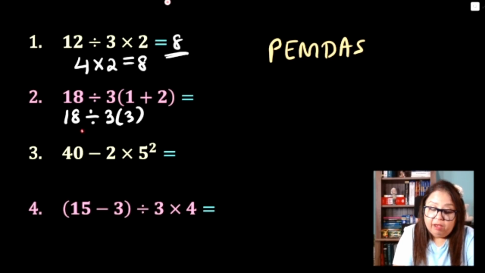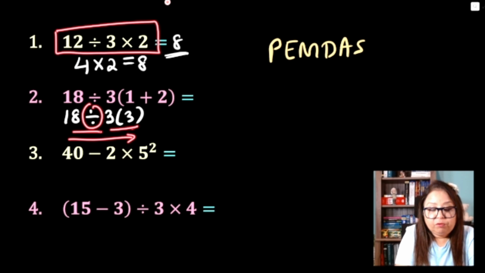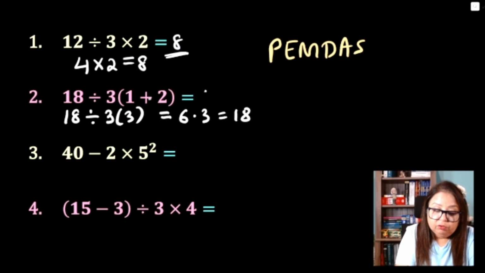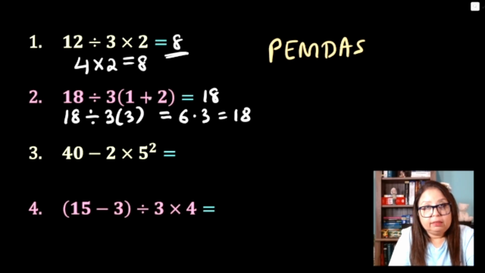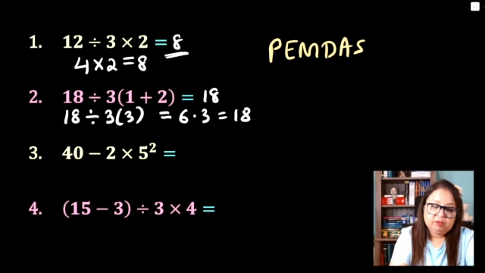18 divided by 3 times 3. And now we have division and multiplication both, just like in problem number 1. Since division comes before multiplication, going from left to right, we are going to perform this division before we perform the multiplication. 18 divided by 3, that is equal to 6. 6 times 3 is 18. So the answer for number 2 is 18. Hope that it makes sense. It is just following the rules.